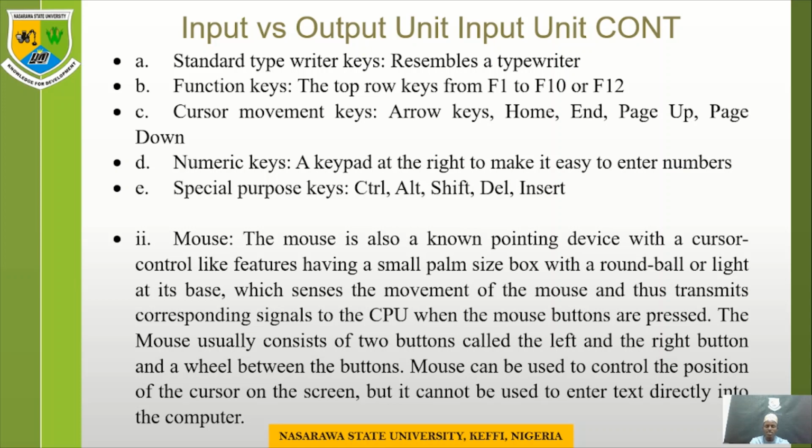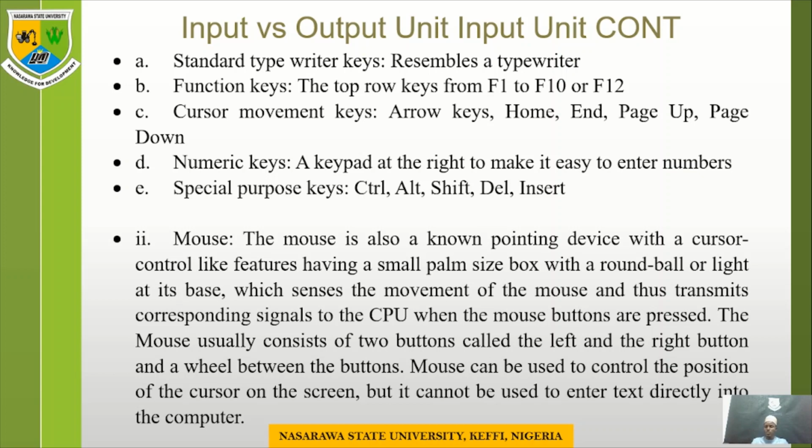The next input device is the mouse. The mouse is also known as a pointing device with cursor control like features. It is a small palm-sized box with a round ball or light at its base. It senses the movement of the mouse and transmits the corresponding signal to the CPU when the mouse buttons are pressed. The mouse is very small. I think we don't have it here, but I'll show you.